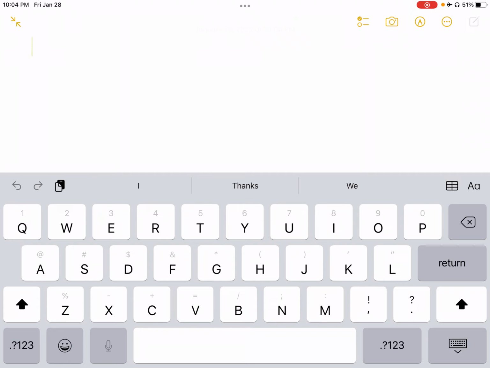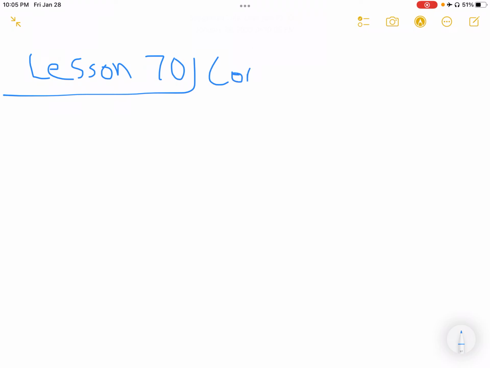All right, so then we'll go ahead and go to lesson 70 here. So I'll go back to blue here. So lesson 70. For lesson 70, we're comparing fractions. I'm just going to write this as our title. So compare fractions.